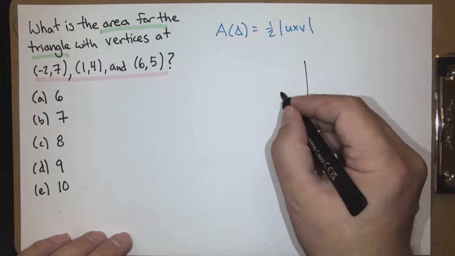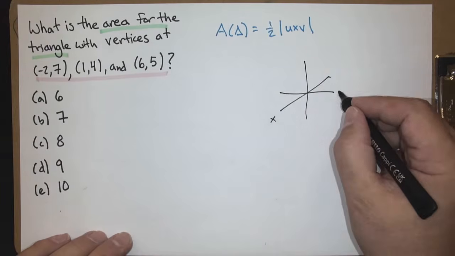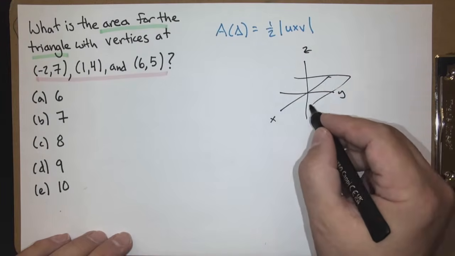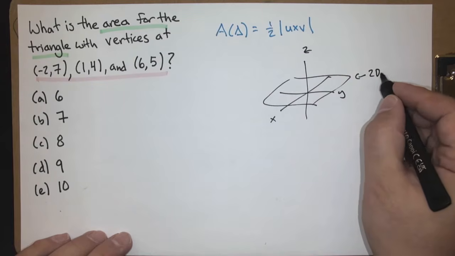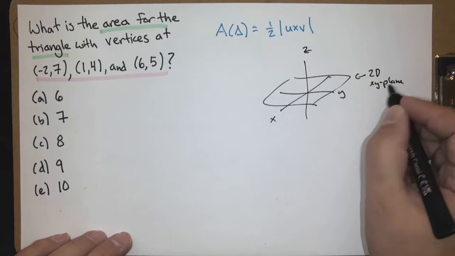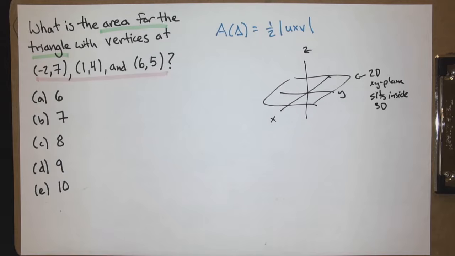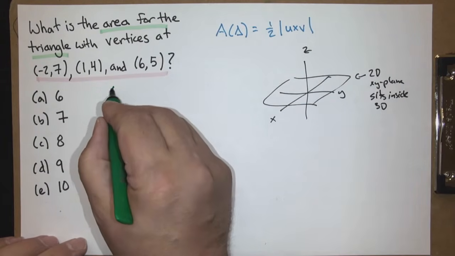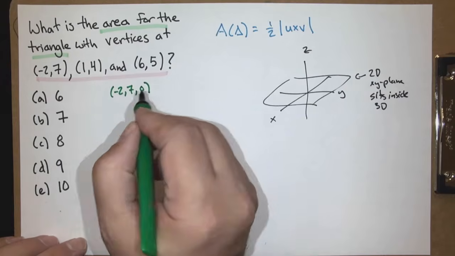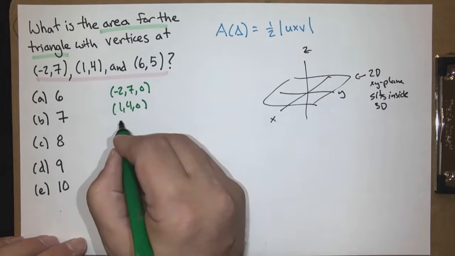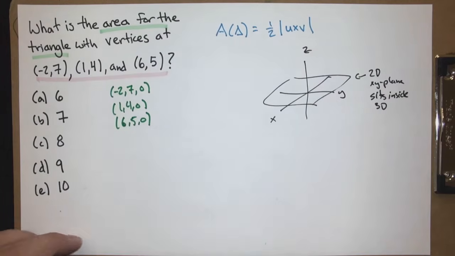I think somebody said it. Add a 0. You see, true fact, the xy plane, this is our 2D xy plane, sits inside 3D. So, what does that say? Well, it says that if you have a 2-dimensional problem, you can use 3-dimensional tools. The only thing you have to do is add a 0. So we'll just add zeros. Now you just have to be consistent. So negative 2, 7, 0, 1, 4, 0, and 6, 5, 0.